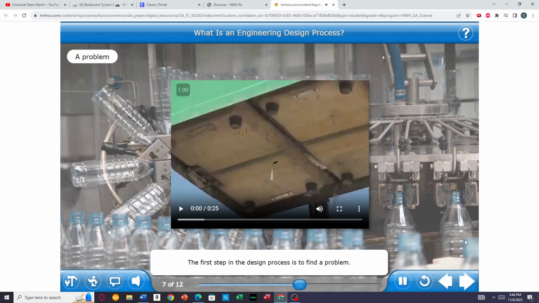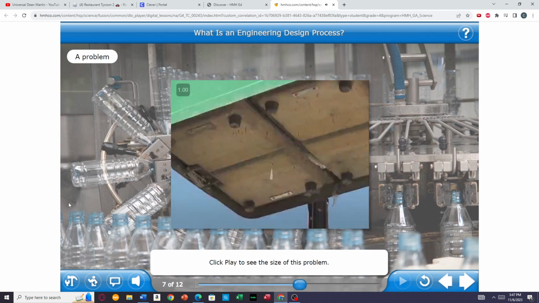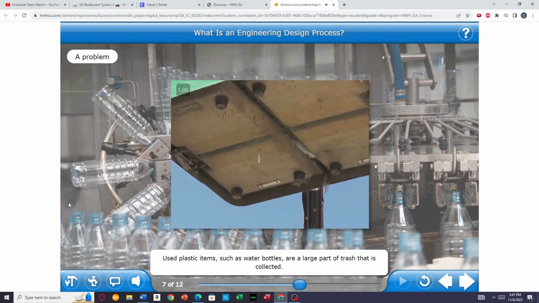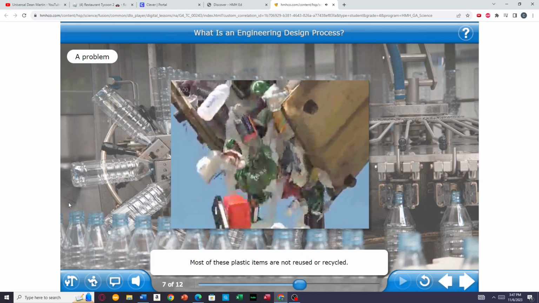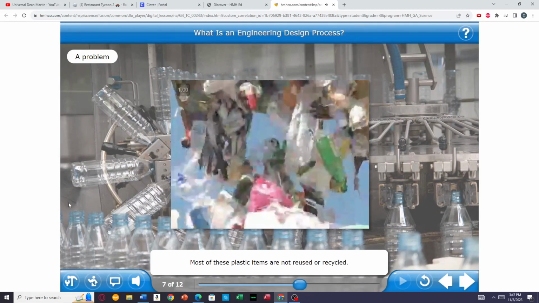The first step in the design process is to find a problem. In the early 21st century, bottled water has become very popular. This has led to a lot of plastic bottles being thrown away, causing an environmental problem. Click play to see the size of this problem. Used plastic items, such as water bottles, are a large part of trash that is collected. Most of these plastic items are not reused or recycled.